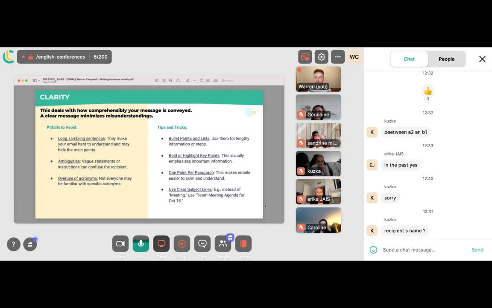Ambiguities, so vague statements or instructions can confuse the recipient, so make sure you are being very clear. Once again, be clear about what is expected, what you are looking for. And overuse of acronyms. Not everyone may be familiar. This point goes with the point on jargon as well.